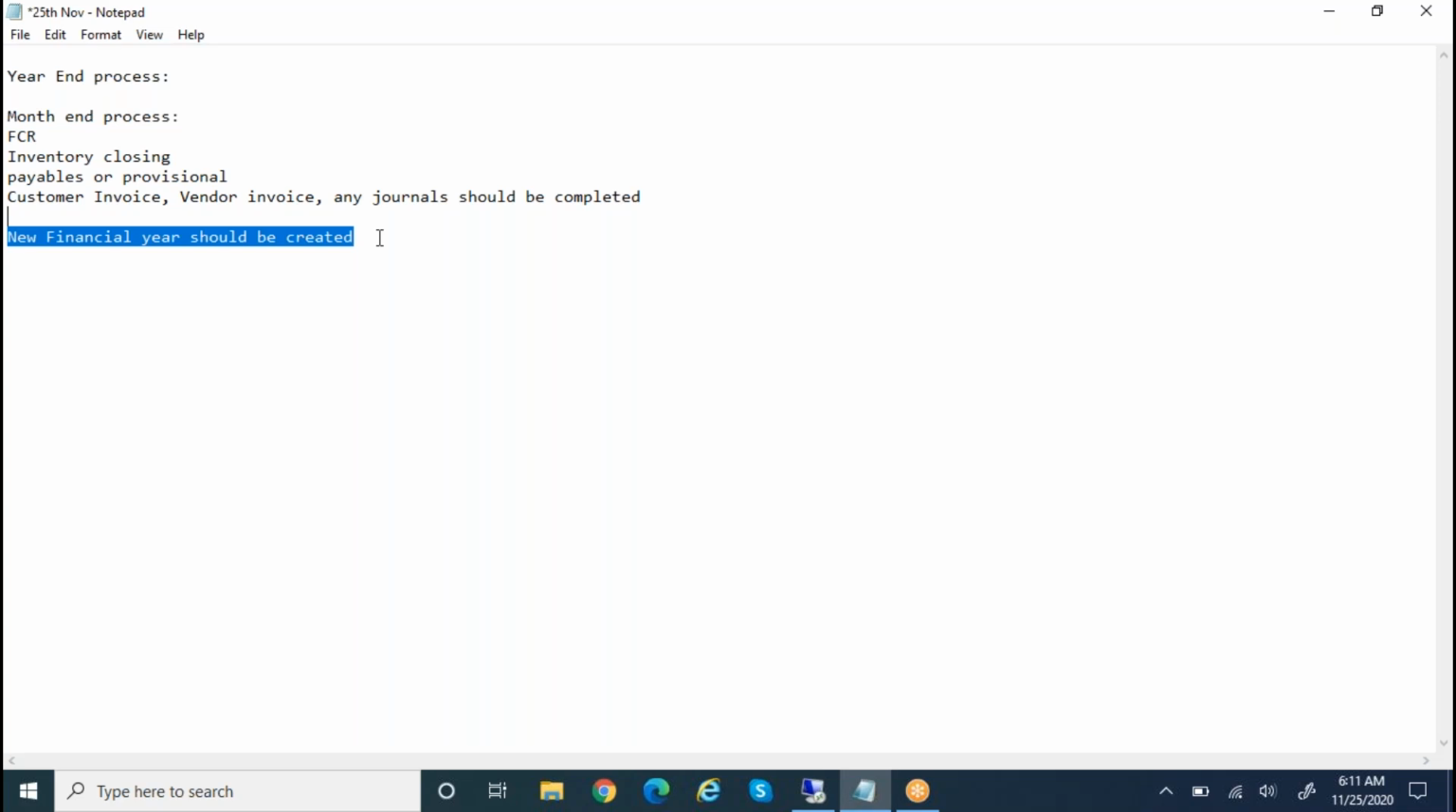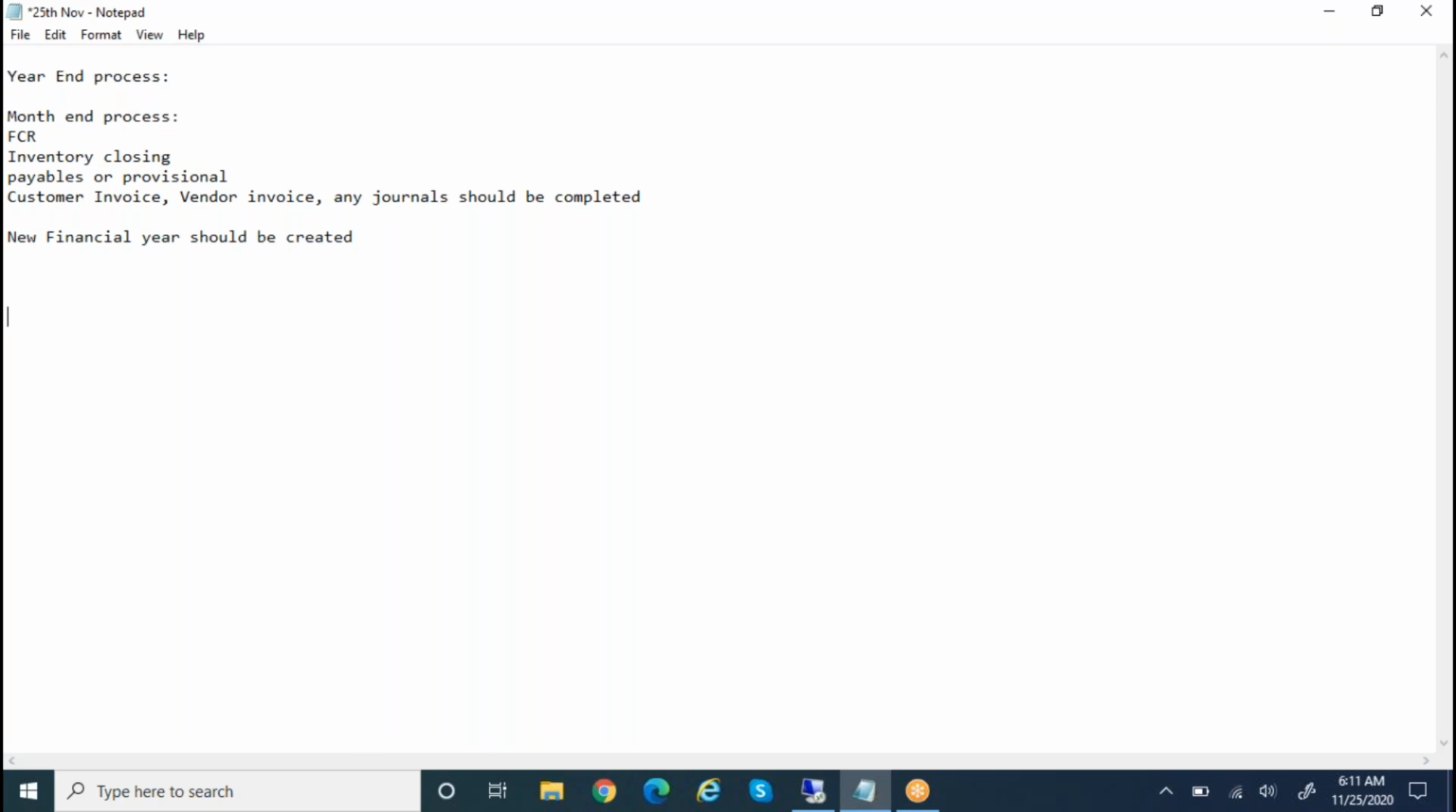Understood the concept? Okay, so the prerequisite is that the year end process should be completed if data exists in the previous years. That is also one of the prerequisites. And a new financial year should be created. Fine. So you are telling about the year end process. What is this? Let us understand.